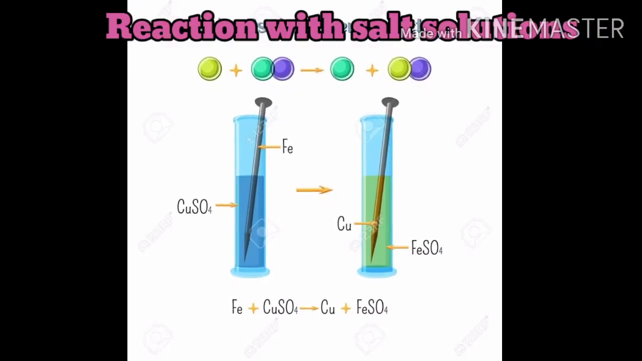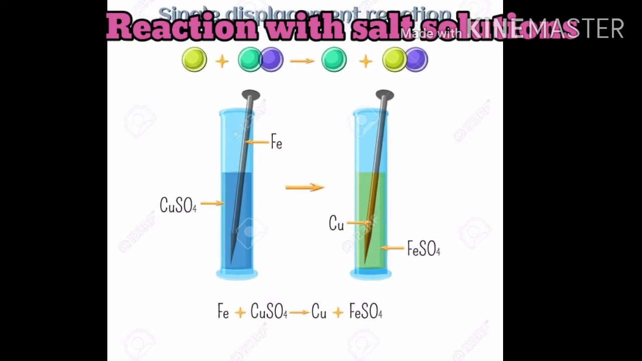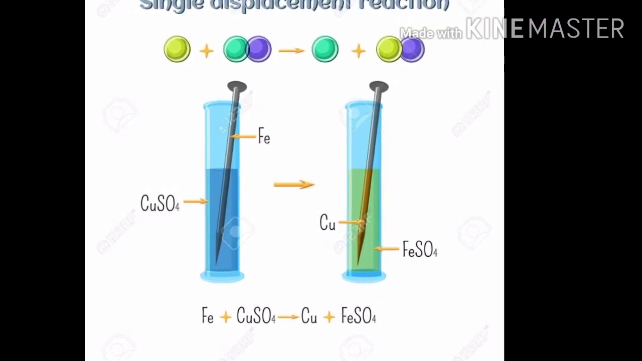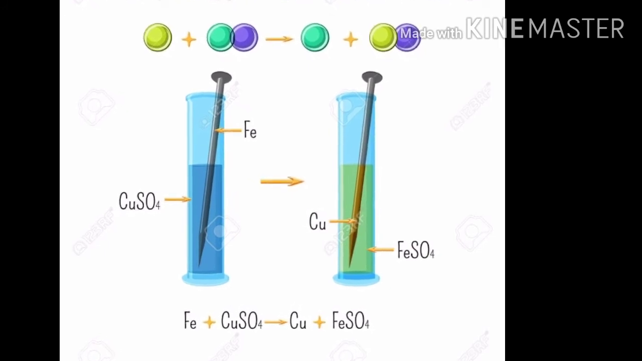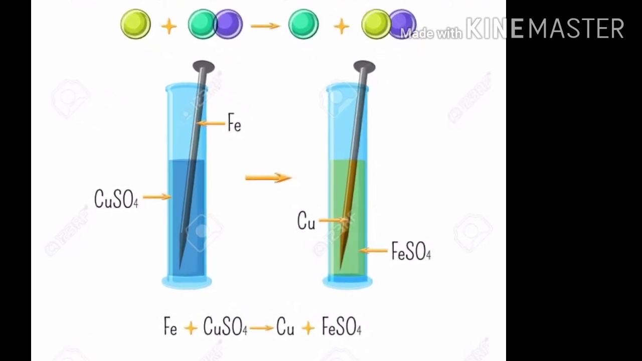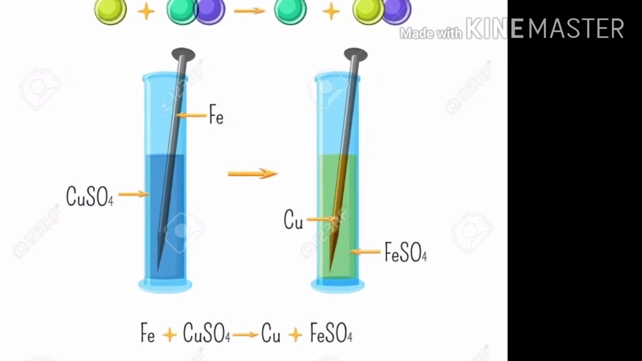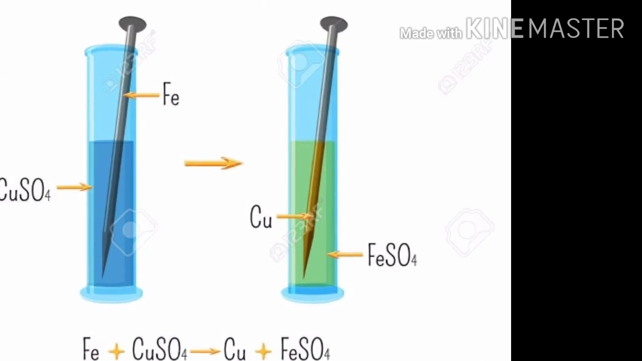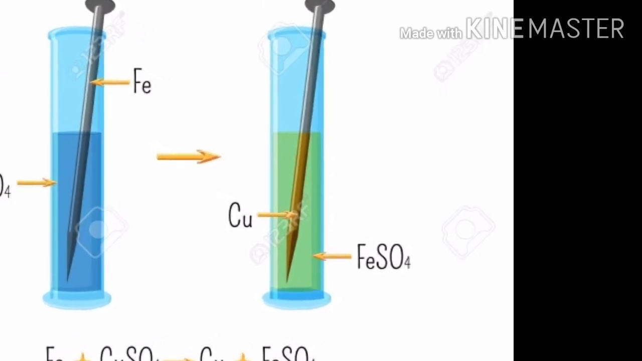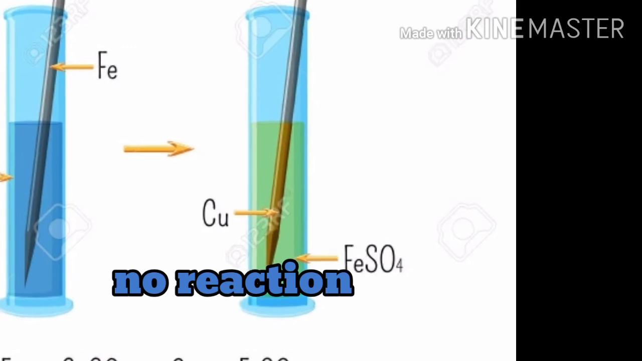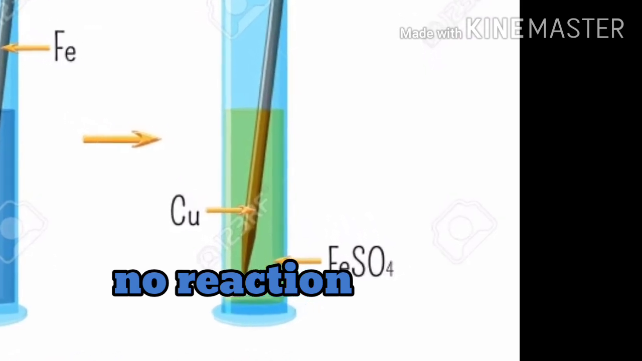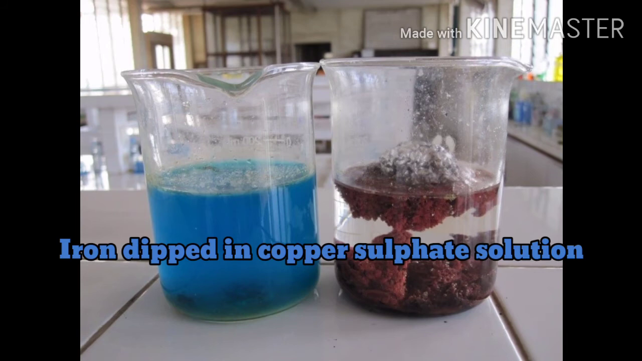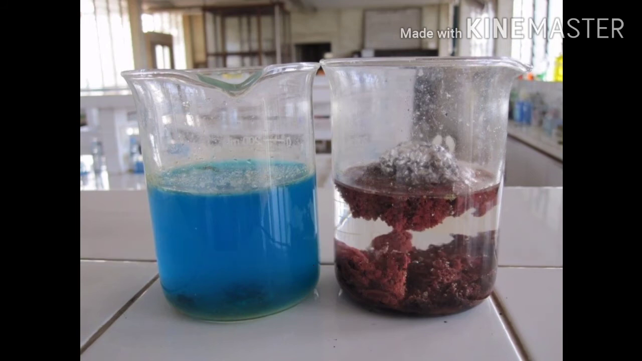Now let us see how metals react with the solutions of other metal salts. When we take iron and dip it into copper sulfate solution, and take copper metal and dip it in iron sulfate solution and leave it for 20 minutes, we can see that in the solution in which we kept copper, there was no reaction. Whereas when iron was dipped in copper sulfate solution, a noticeable reaction was observed. Reactive metals can displace less reactive metals from their compounds in solution or molten form.